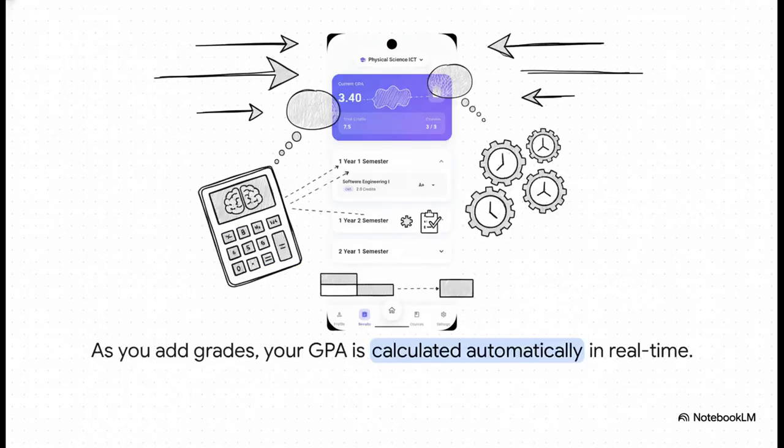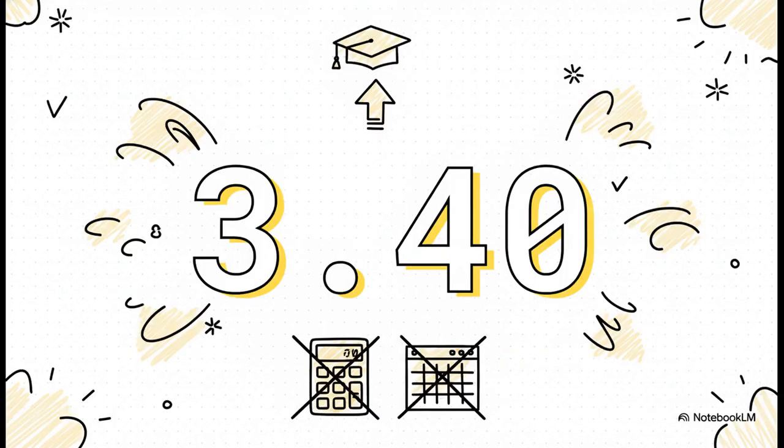And this is the magic moment. Watch the numbers at the top of the screen. As you enter each grade, the app automatically recalculates your current GPA, your total credits, everything in real time. No waiting, no guesswork, just instant clarity. And there it is, 3.40, calculated instantly. No more messing with spreadsheets or pulling out a calculator. It's just a clear, simple number that tells you exactly where you stand.